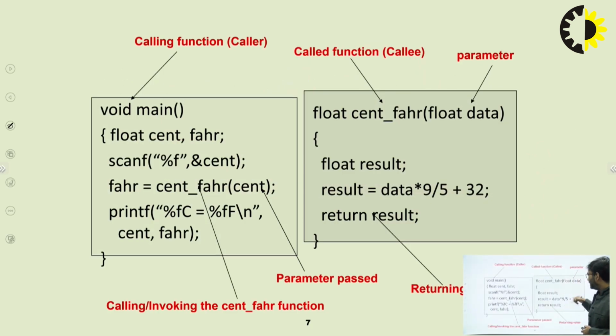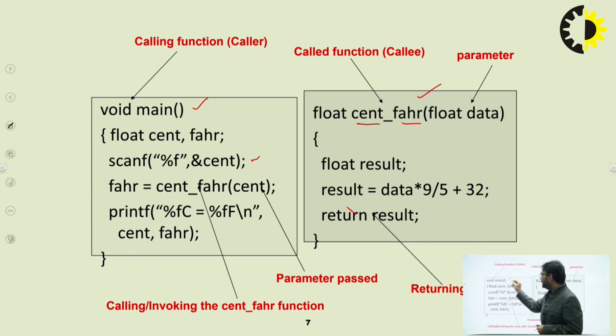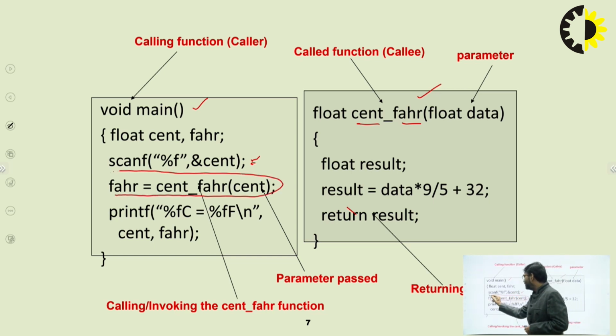So this is the example of caller function and called function. We have a main function and we have another function which converts centigrade to Fahrenheit. First, main execution of the program will start here. After that it will call the function in terms of instruction. Here this is the calling of a function. This function is called the called function, and this is called the calling function.